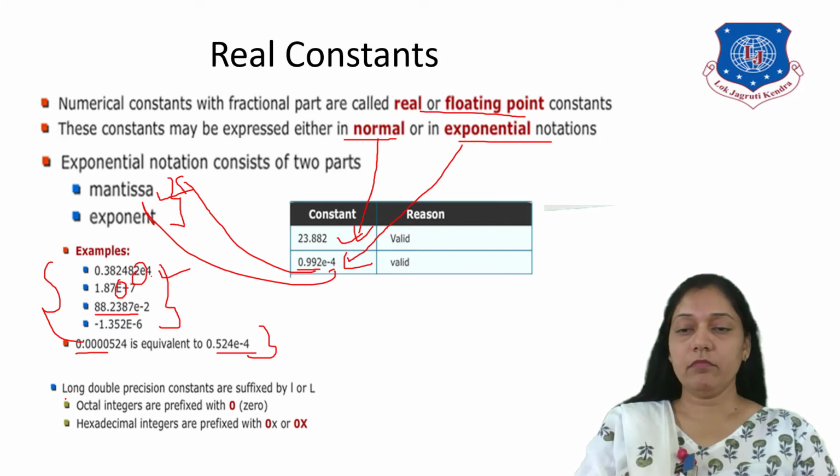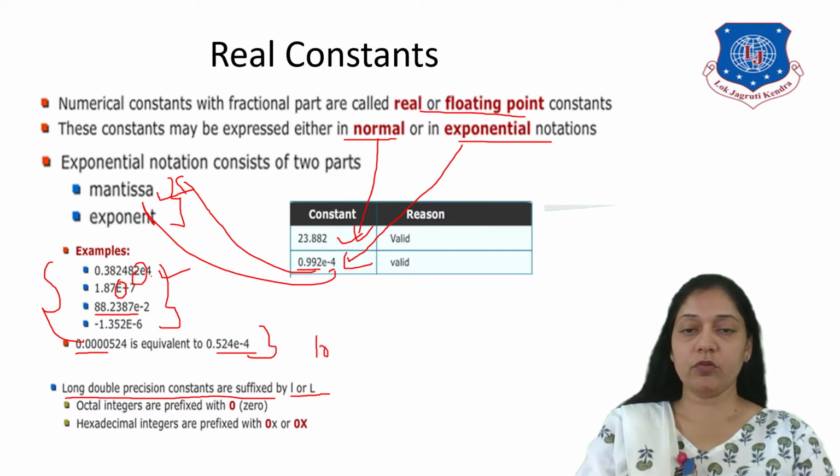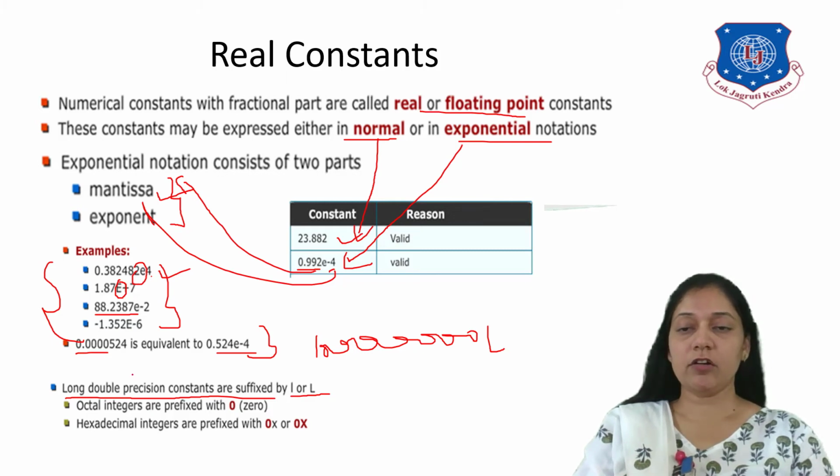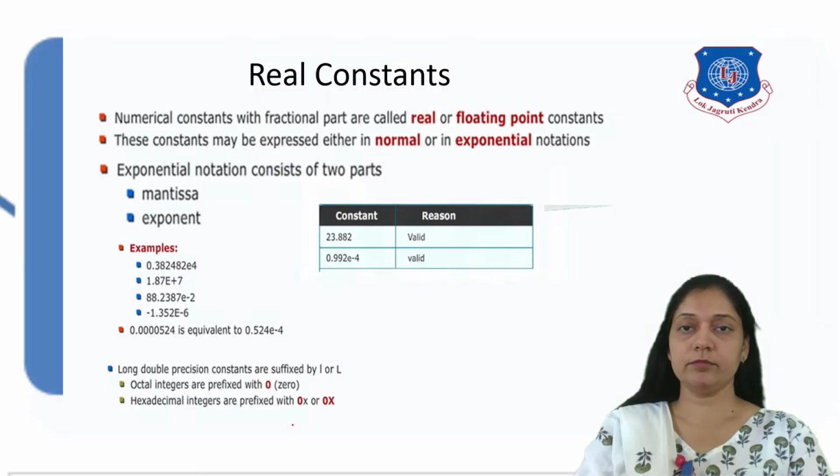Long, very large real constants can be written with suffix l, small l or capital L. That is, if I want to write 1 crore, or 10 crores, or 100 crores with many zeros, then you can write small l or capital L to indicate that it's a long double. In real constants you also have octal numbers and hexadecimal. If it is octal, it is preceded with 0. If it is hexadecimal, you should have a prefix of 0x, or 0 capital X, or 0 small x.